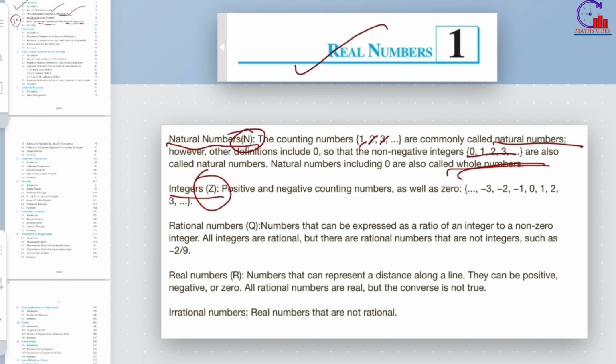So next is the integers. We denote it by capital Z, right? So all the counting numbers, positive and negative, okay, like 1, 2, 3 and it goes up to infinity, and -1, -2, -3 and it goes up to minus infinity, and 0, all these are integers, okay?